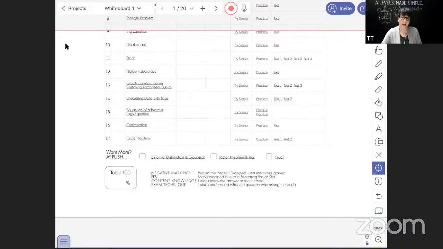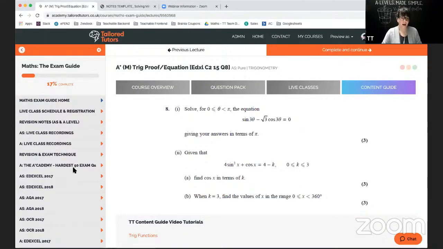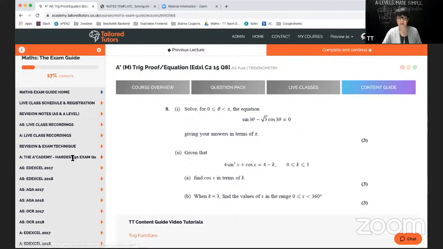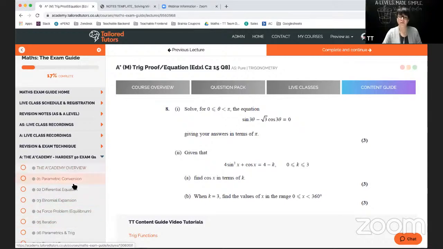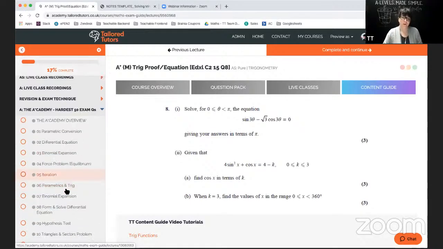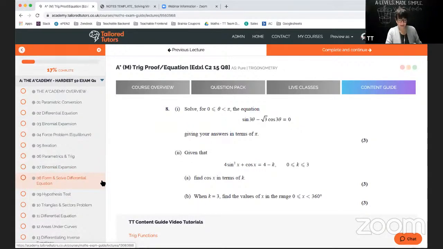The other thing to make you aware of, I'm sure you already know this, most of you, but just in case you don't, is that in the exam guide, there is this A Star Academy, 50 hardest exam questions. I made this when I went through all of those old spec papers, this is just for 2nd years, and I picked out the hardest 50. So they are here. And you've got 15 weeks till the exam. So 15 times 7 is 105 days. It's only 105 days. So if you did one of these every other day, you'd get through them all, okay?